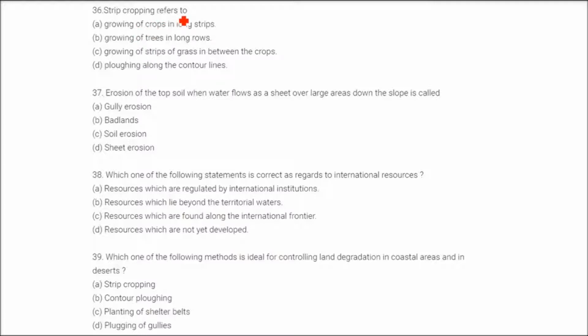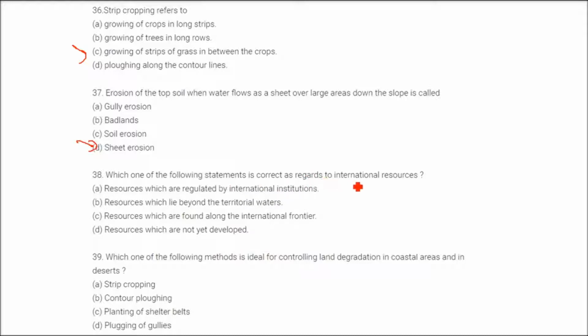36. Strip cropping refers to, it is growing of strips of grass in between the crops. 37. Erosion of the topsoil when water flows as a sheet over large areas down the slope is called as, the answer is sheet erosion.